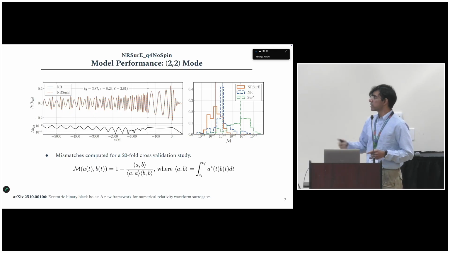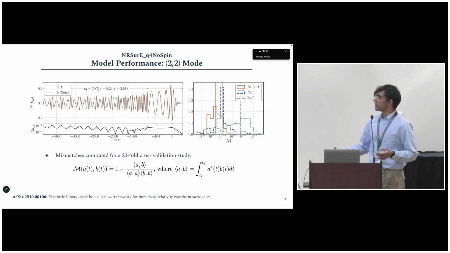And the performance metric which we use is the mismatch, which essentially is a 2-input functional that quantifies the degree to which the 2 inputs differ from each other. The upshot is a mismatch of 1 indicates that the 2 inputs are as different as they could possibly be in the same vector space, and a mismatch of 0 means that they're exactly the same.